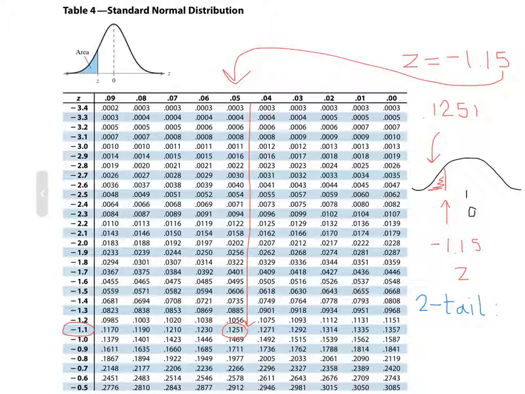So we have to take that 0.1251 and double it because it has two tails, each with that same area. And then that produces our p-value, and our p-value would in turn be 0.2502.